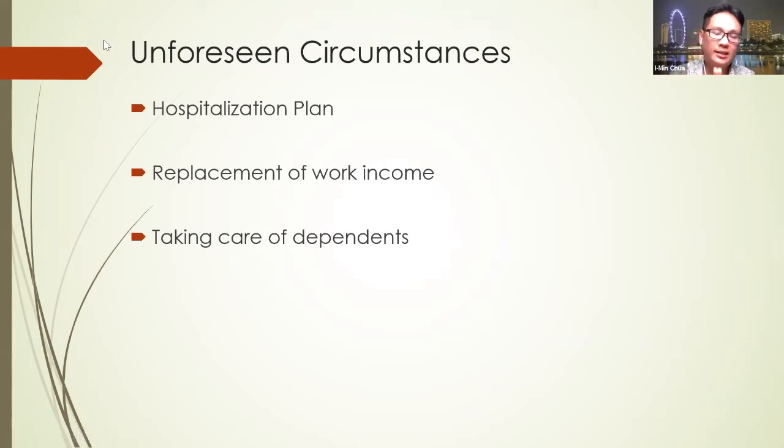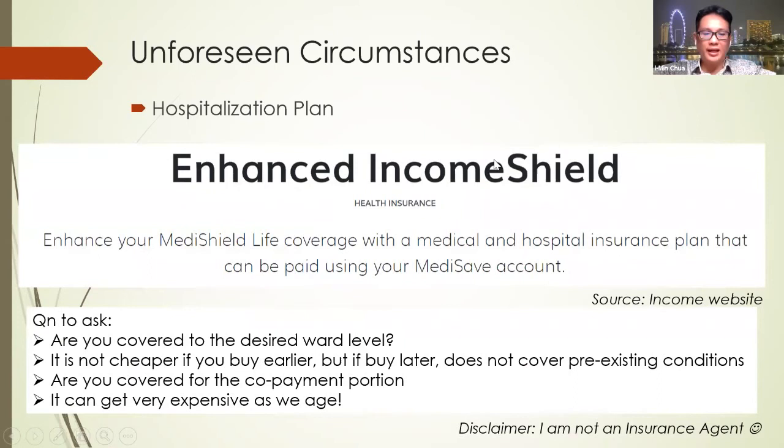So basically, what I'm trying to say with this slide is: in the event of unforeseen circumstances, I need to protect myself so that I would have enough for hospitalization, enough for income replacement, and enough for my dependents. Let's talk about the hospitalization plan first. I'm going to give you a general overview of what the different insurance are, and then how you should create your own insurance portfolio. Again, I'm not an insurance agent.